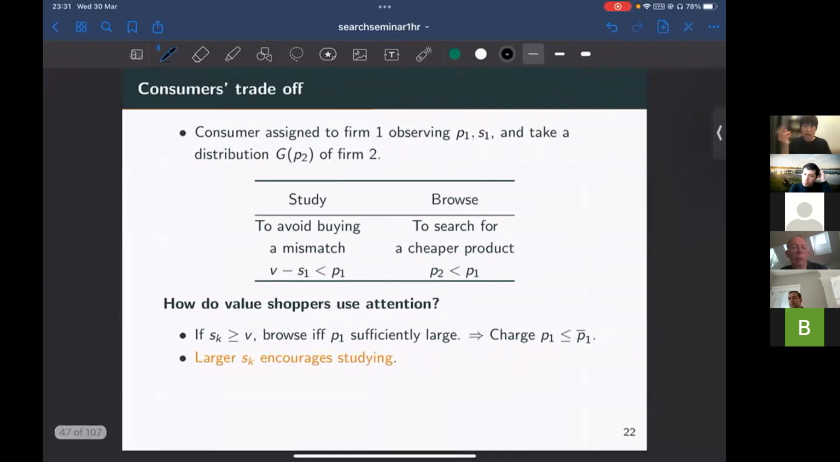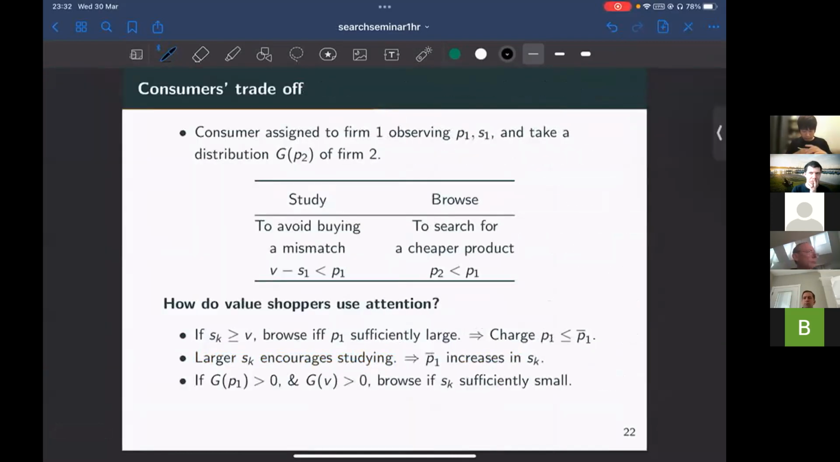Okay. On the other hand, which is important for the results, larger S1 encourages studying. You can see here the loss of buying a mismatch increases with S1, while the benefit of browsing doesn't really depend on S. So when you increase S1, you encourage consumers to study, because there is more value of information about the match values. That's going to be crucial when we talk about the distraction effects. In particular, it also means that P1 upper bar increases in S1. That's something we want to keep in mind. Okay.